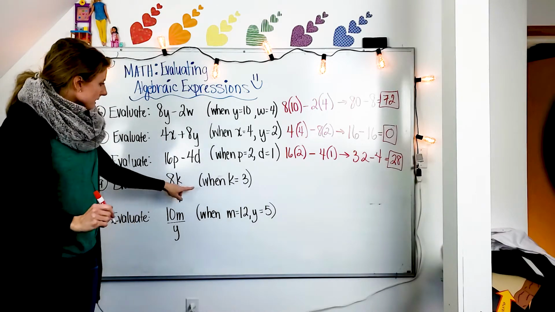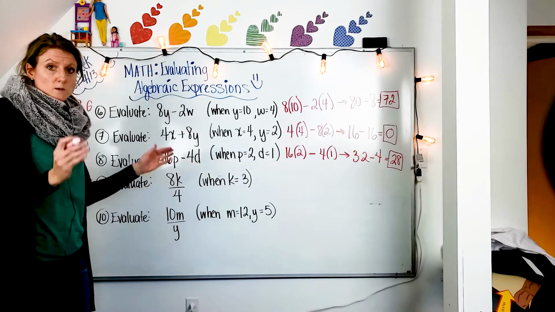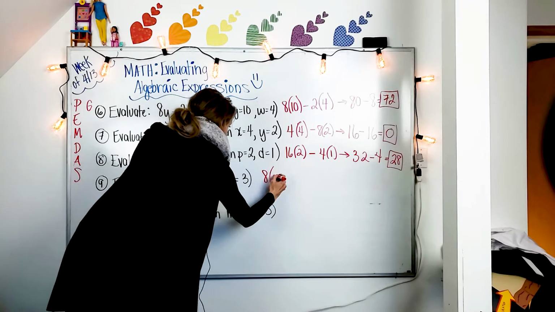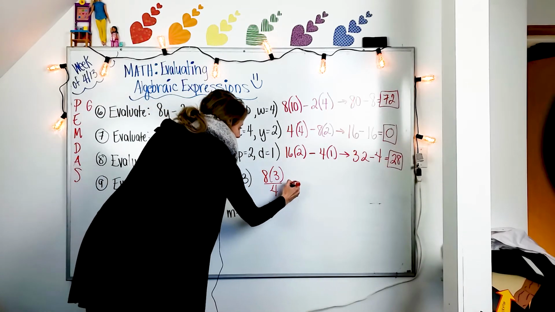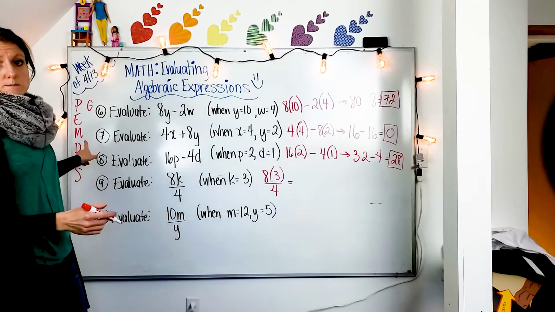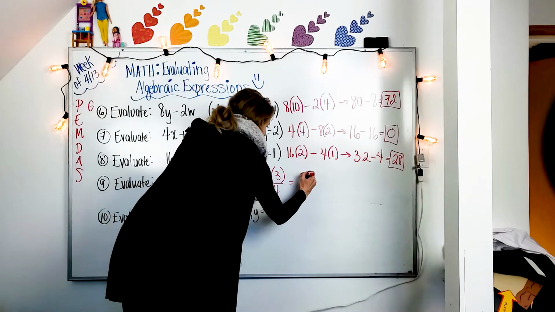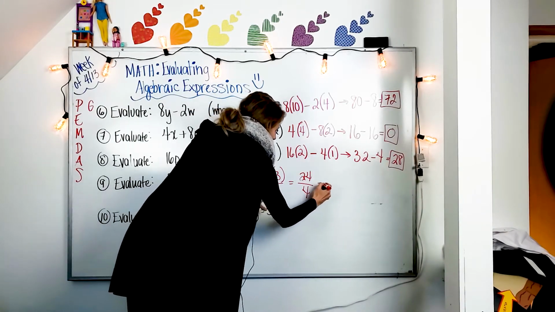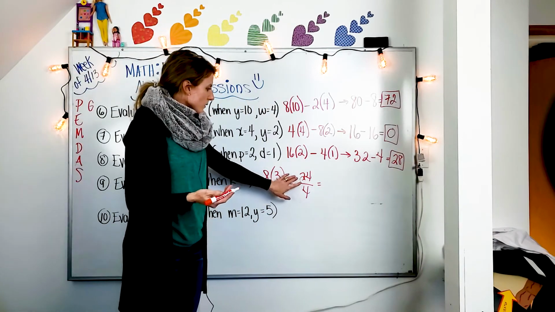All right, it's telling us that K is 3, so we're going to plug in that 3 here, and we're going to be multiplying. So make sure you use those parentheses. So this becomes 8 times 3, and I've got the 4. Now, again, PEMDAS, multiplication first, then your division. 8 times 3 is 24, and divided by 4. Now we can solve this. You're going to read it as 24 divided by 4.